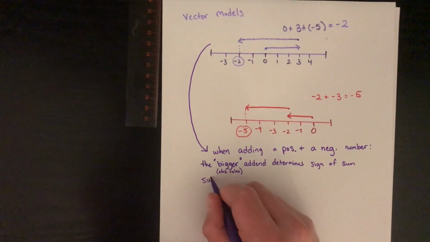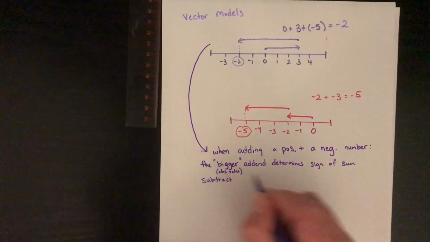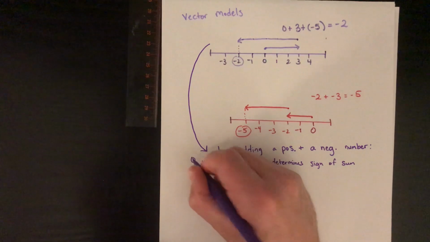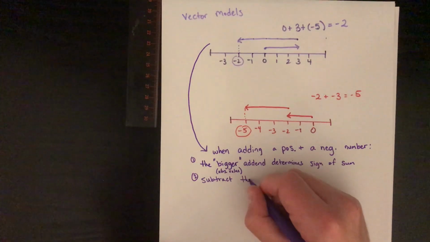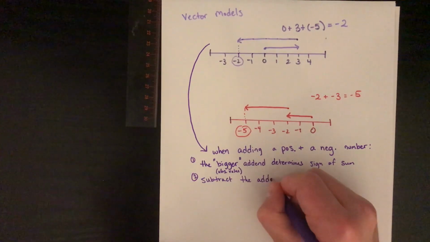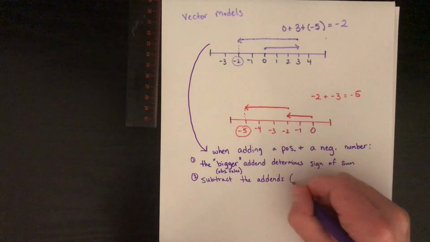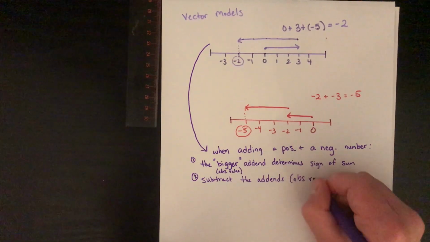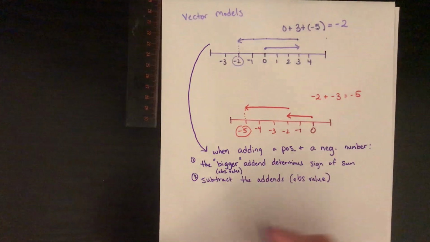And then just subtract. So there's like 2 parts to this. Subtract the addends, absolute values, I should say. You subtract their absolute values. So let's try a couple of them.